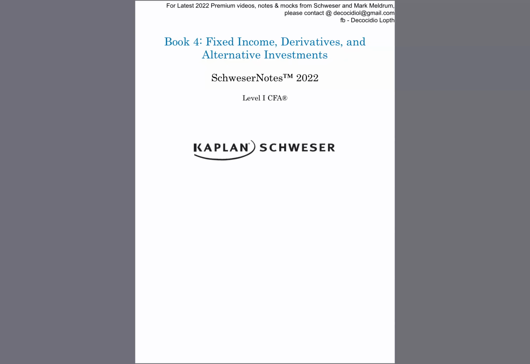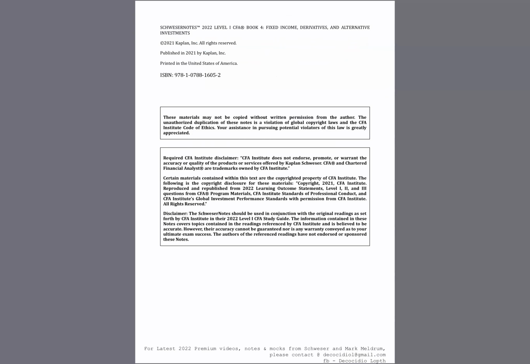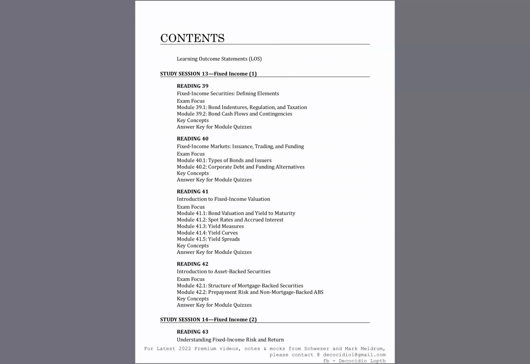Derivatives and alternative investments. So when we look at the fixed income side, we have reading 39, which basically defines what fixed income securities are. Then it looks at preliminary issues like indentures, regulation, taxation, cash flow, contingencies, and those kinds of things. Reading 40 basically looks at the markets, both the primary markets and the secondary markets.